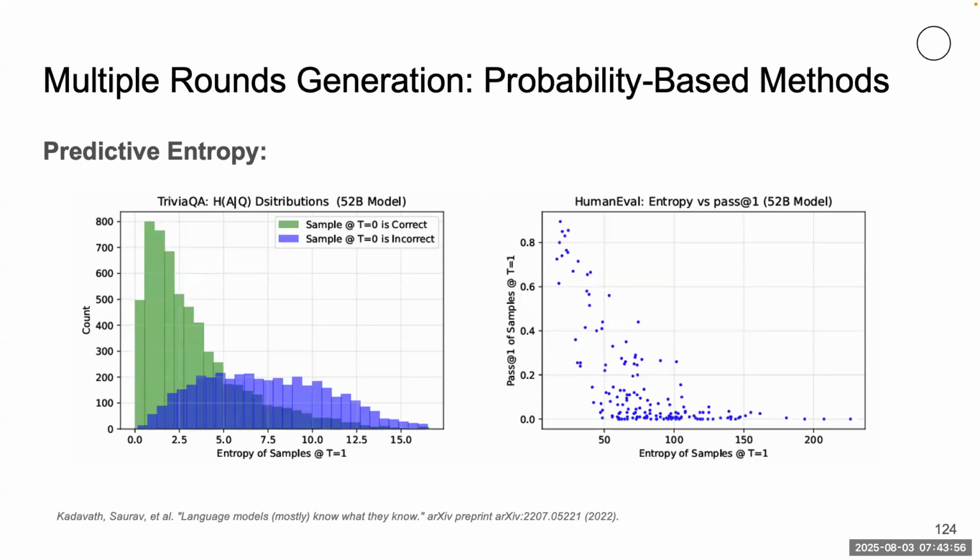On the right figure, it's the human evaluation results, and we can also see that the samples with high accuracy also have a low entropy. The x-axis is the entropy, and the y-axis is the pass rate for the certain sample. So this is basically the introduction for predictive entropy.